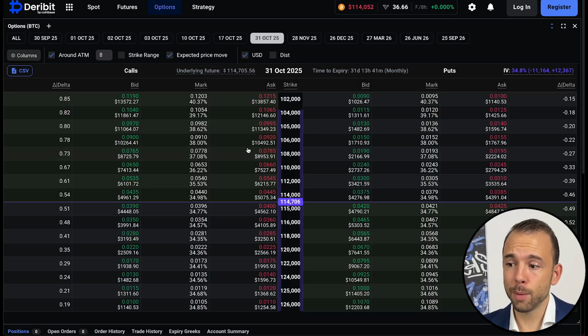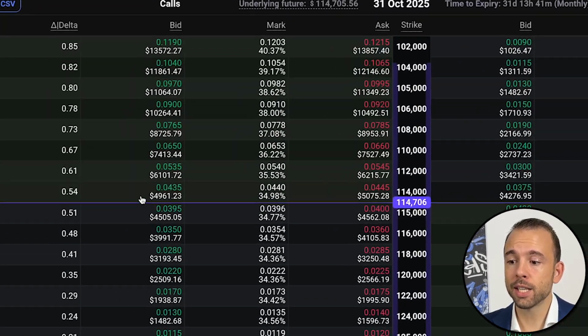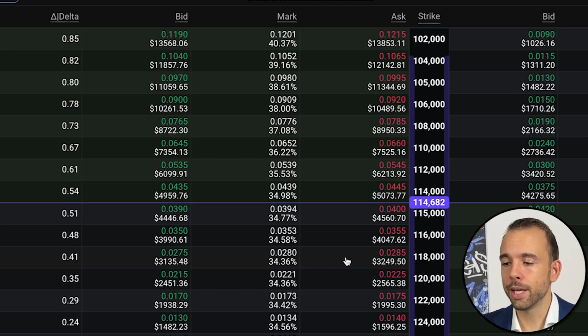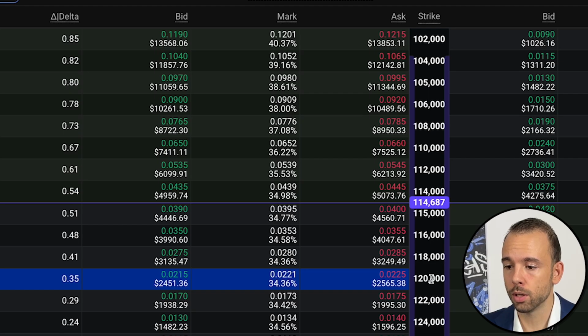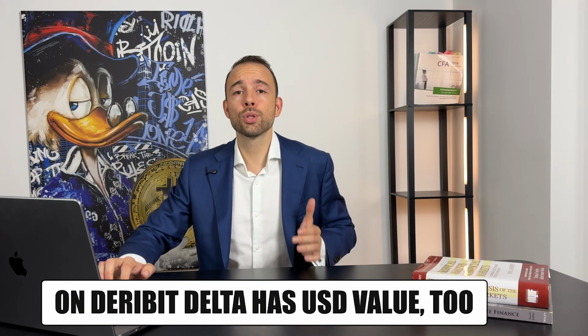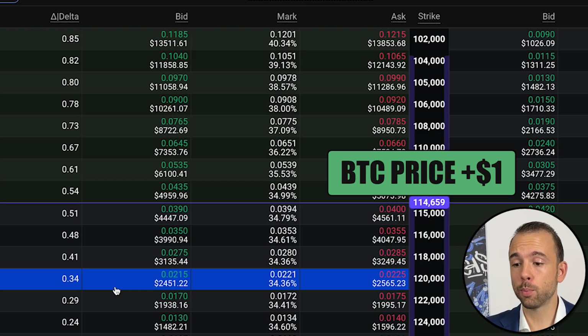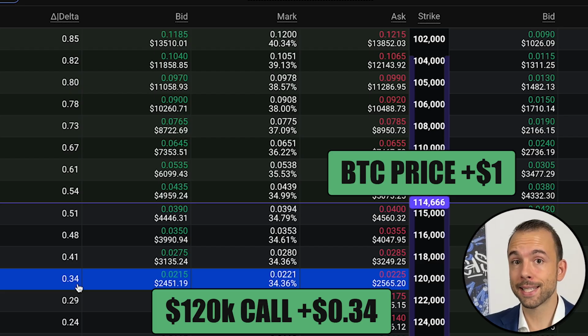And now let's take a look at the Deribit exchange. Here we can see almost the same option chain, but as you know, for inverse options on Deribit, prices are displayed in the cryptocurrency. That means if I would like, for example, to buy a call option with a strike price of $120,000, I have to pay a premium in Bitcoin. And here you can see a delta value of 0.35. Delta indicates also the dollar value. That means if the Bitcoin price increases by $1, this call option will gain a value of 34 cents. And watch this video until the end, because I will reveal a very critical delta factor that can change how you trade options.